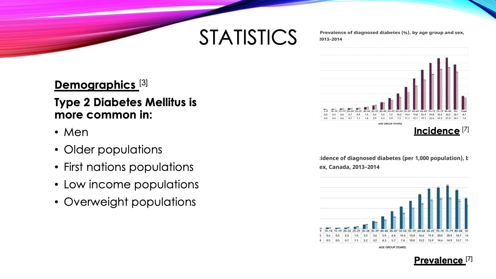As the graph shows, the prevalence of diabetes is higher in men than women, and the prevalence of diabetes increases with age. For demographics, it's more common in men. It's more commonly seen in the older population from 55 to 85. It is 3 to 5 times more common in First Nations populations and in the lower income and overweight populations.